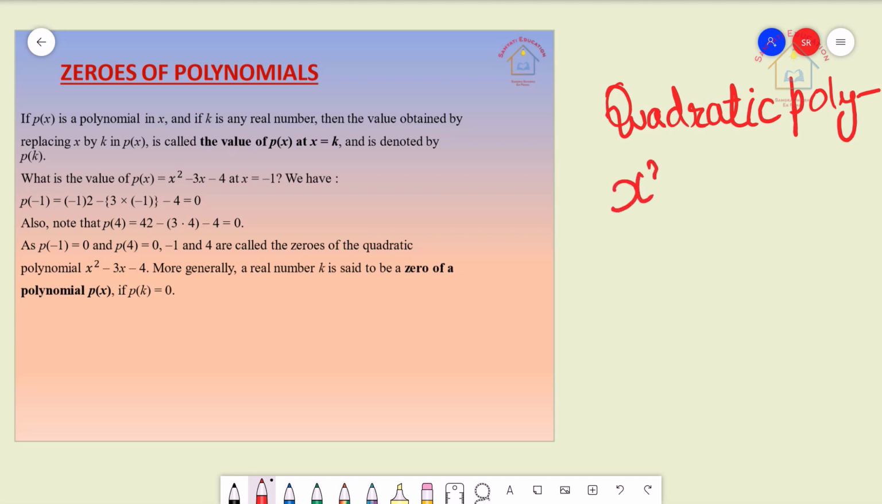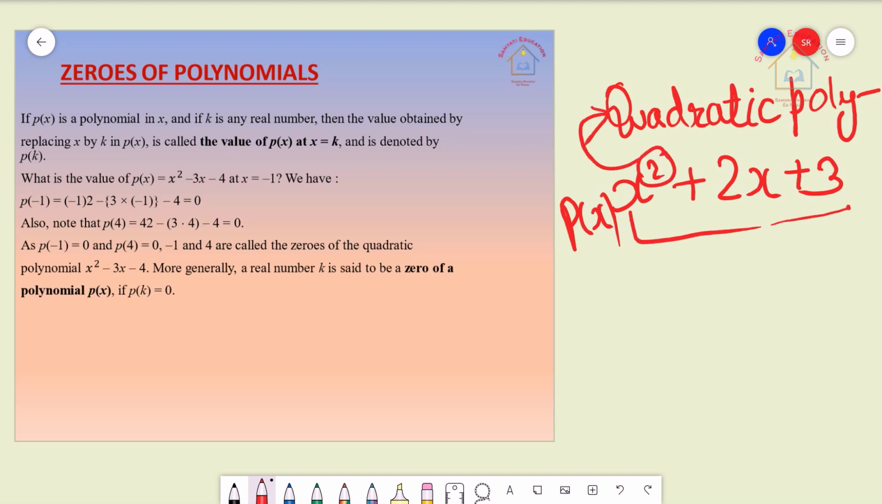Like x square plus 2x plus 3. It is a quadratic polynomial, and the polynomial is in which variable? It is in x. So we will denote this polynomial as p(x). The degree here is 2, that's why it is called quadratic polynomial. So when we write the general formula of this polynomial, it will be ax square plus bx plus c. c is the constant term, b is the coefficient of x, a is the coefficient of x square.